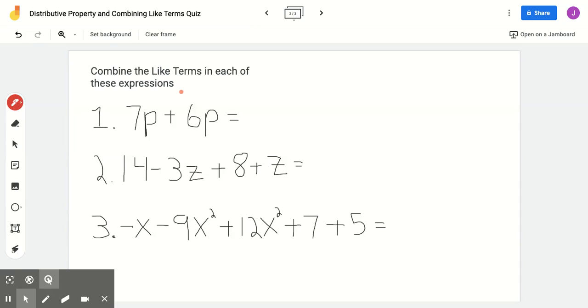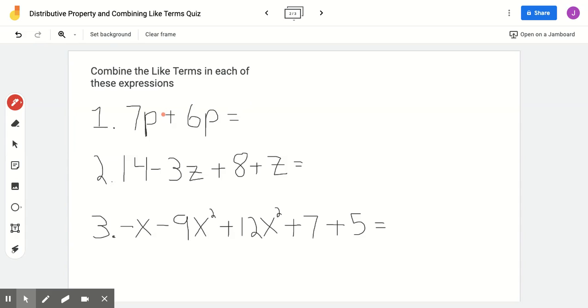In these problems, we are going to be working on combining like terms. Okay, so in each of these expressions, combine the like terms. All right, so let's take a first look at number 1, 7p plus 6p.